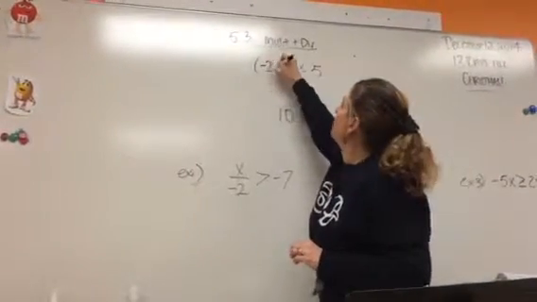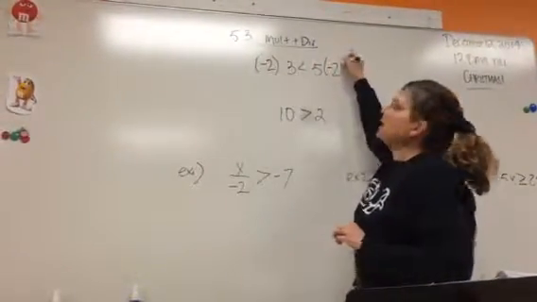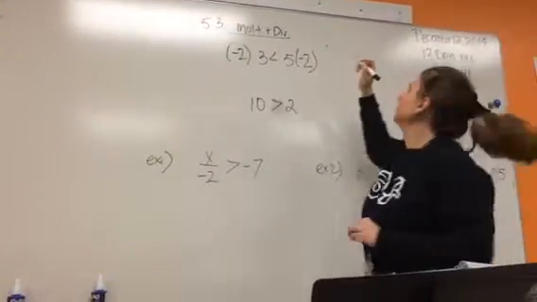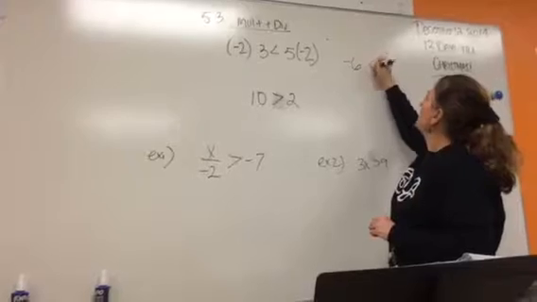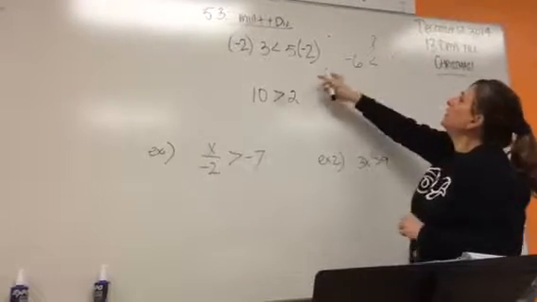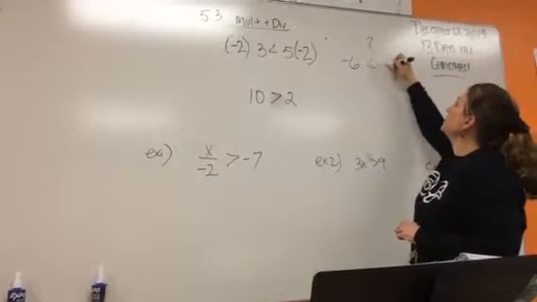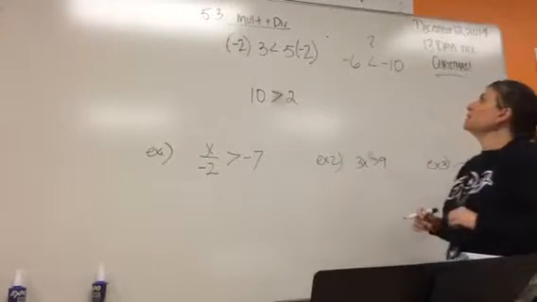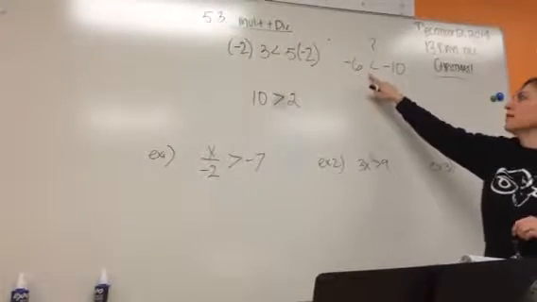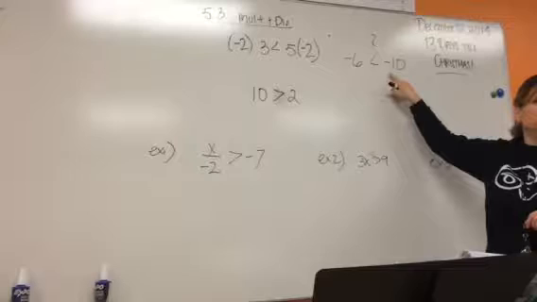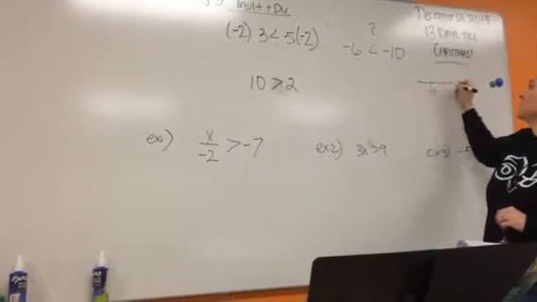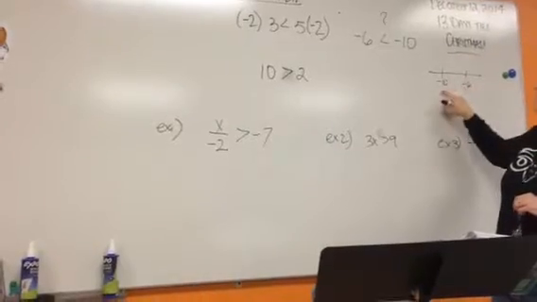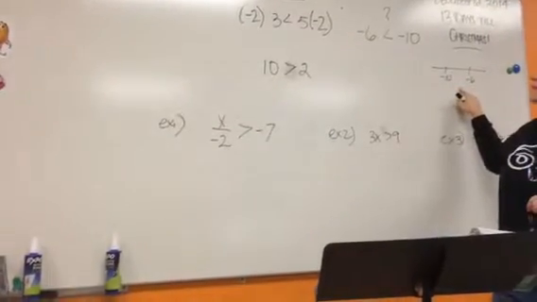So watch. Multiply both sides of this inequality by -2. -2 times 3 is -6, and I'm going to put a little question mark here. And 5 times -2 is -10. Is it true that -6 is less than -10? No. If you look at the number line, -10 is down here, -6 is here. -10 is actually less than -6.